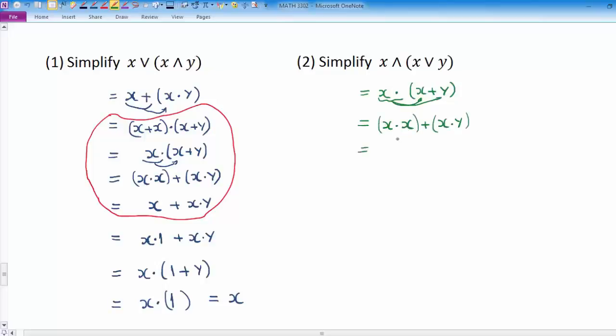And now this is x times x, or x and x. This is one of the properties in the theorem. This is actually x, and this is x and y. Well, now we're back into example one. We already know how to simplify this expression, and this is simply x, according to example one.